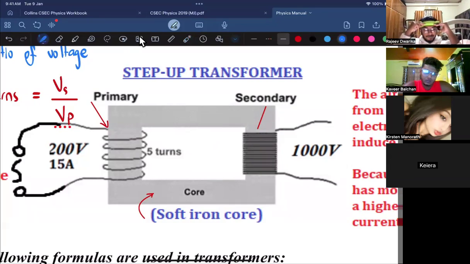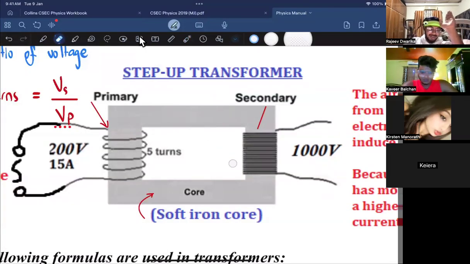The voltage. Okay, what about the voltage? You're looking at the primary voltage and then the secondary voltage. So you're trying to figure out how much more it increased by. Five times more. Right. So how many more turns do we have to put over here? Five times more than the primary.